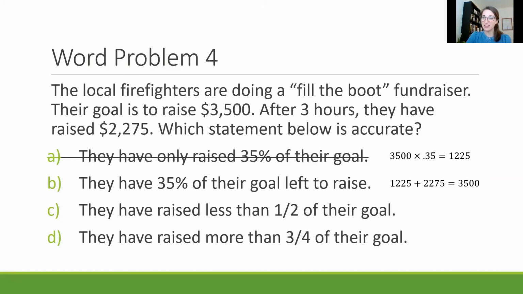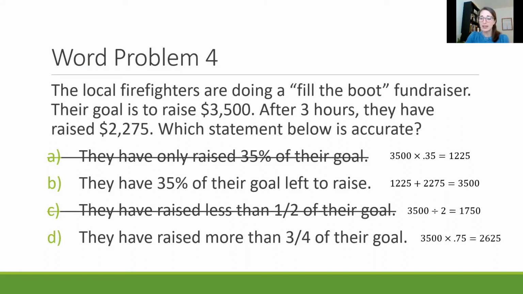So our option B is looking really good. But because these can be a little tricky, I always encourage you to look at all the options before you decide. So let's look at option C. They have raised less than half of their goal. Well, let's find out what half is. 3,500 divided by 2, which will split it in half, is 1,750. Well, we know that they have raised 2,275, and that is more than half of the goal, which would be 1,750. So this one cannot be right.